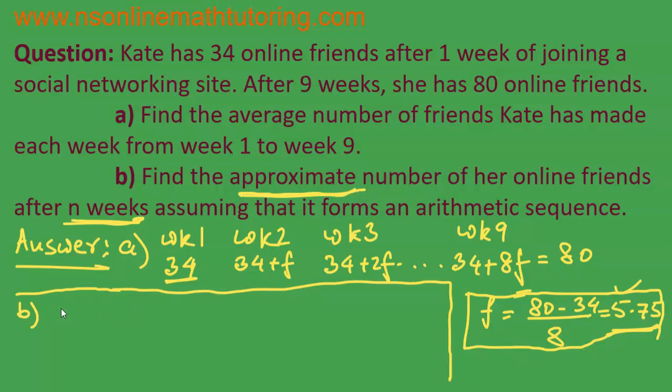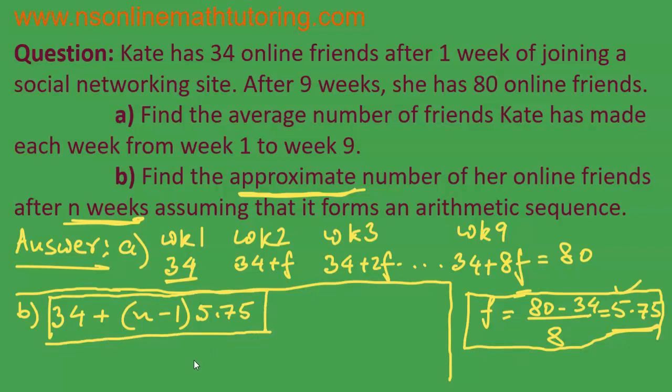So it will be after n weeks. So it will be obviously 34 plus n minus 1 times the common difference, that is 5.75. Okay. So this is our answer to the subpart B. 34 plus n minus 1 times 5.75.